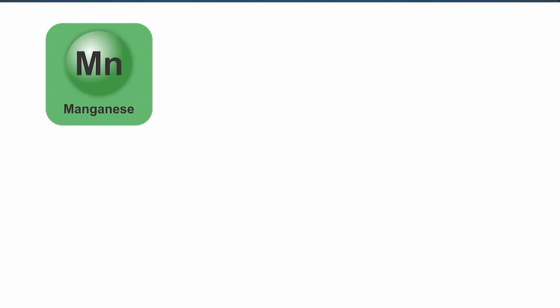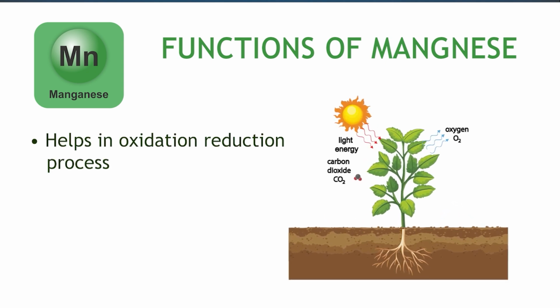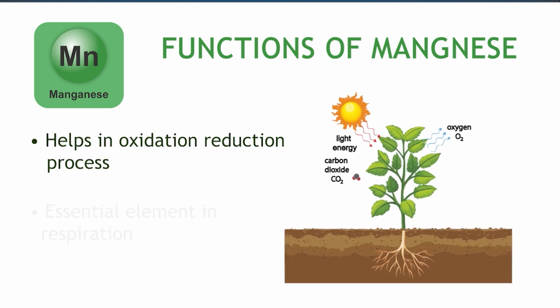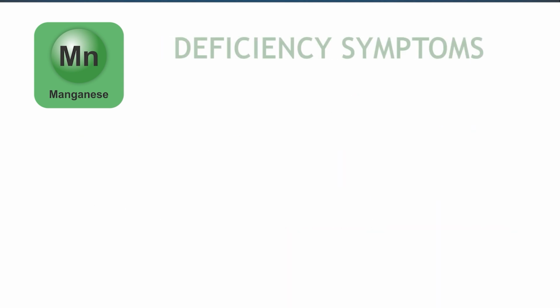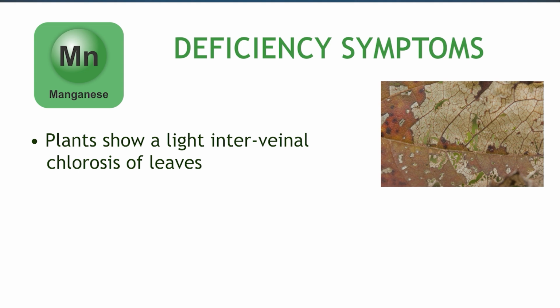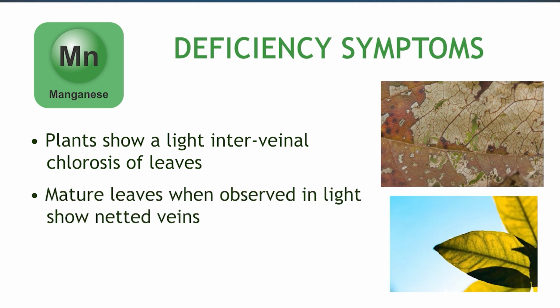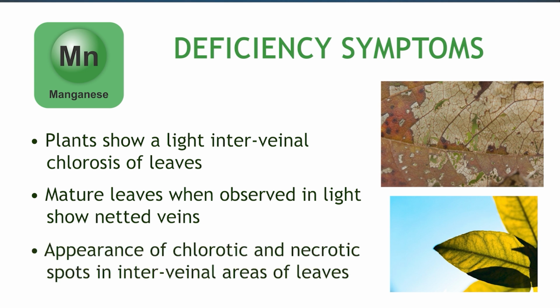Ninth, manganese. Its functions are helps in the oxidation reduction process during photosynthesis, essential element in respiration. Its deficiency symptoms are plants show a light intervenal chlorosis of leaves. Matured leaves, when observed in light, show netted veins. Appearance of chlorotic and necrotic spots in intervenal areas of leaves.